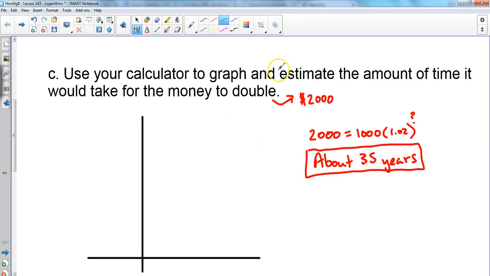About. Again, the key here is that we have to estimate this value because we don't have an explicit way to solve for an exponent. That's what we're going to look at next: how can we solve for that exponent and get an explicit answer instead of an estimate.